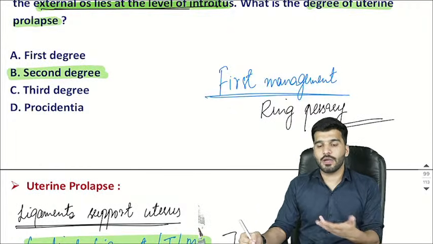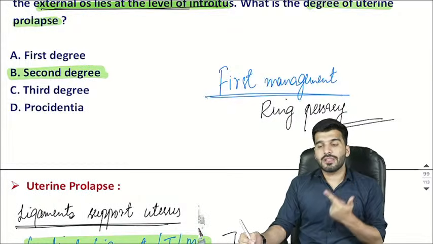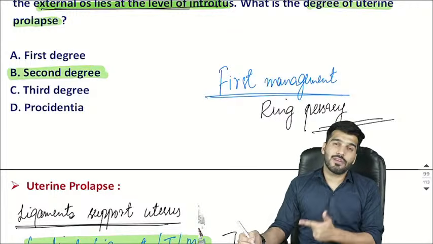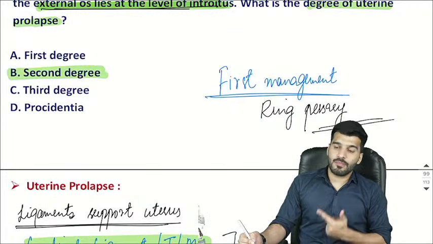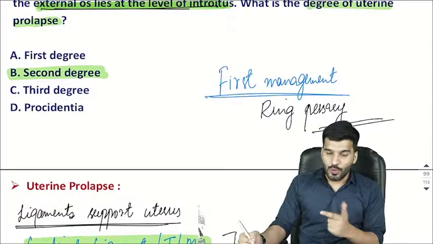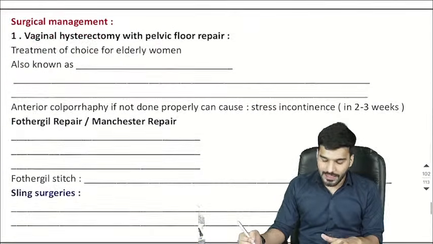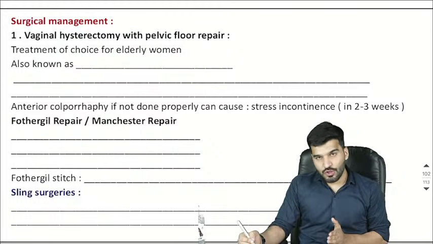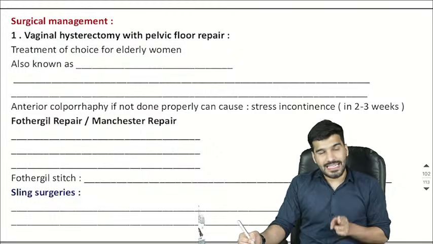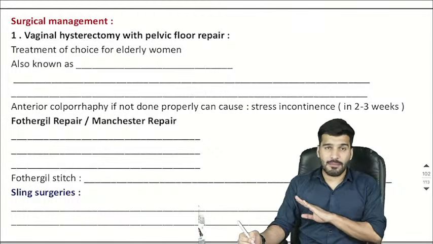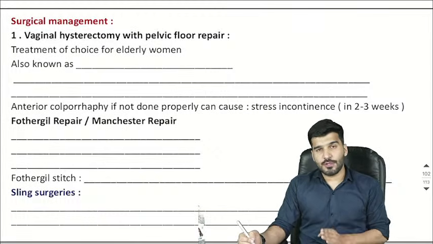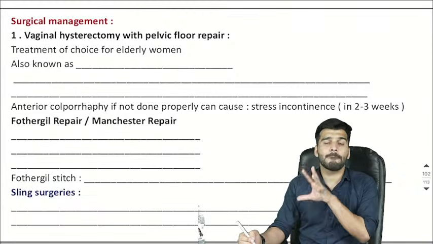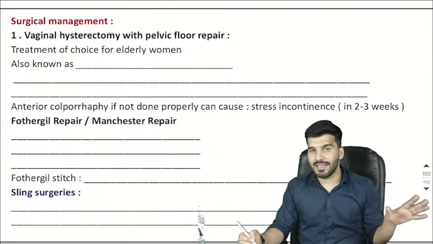Then only you will decide whether you have to go with the hysterectomy, the sling surgeries, or the Manchester repair or the Fothergill's repair. Now let's understand. We have 4 ladies. First, a lady in the reproductive age group who wants a future child. Second, a lady in the reproductive age group but the family is complete. Third, a lady who is postmenopausal, family is complete. Fourth, a lady who is postmenopausal but has a contraindication to the surgery.